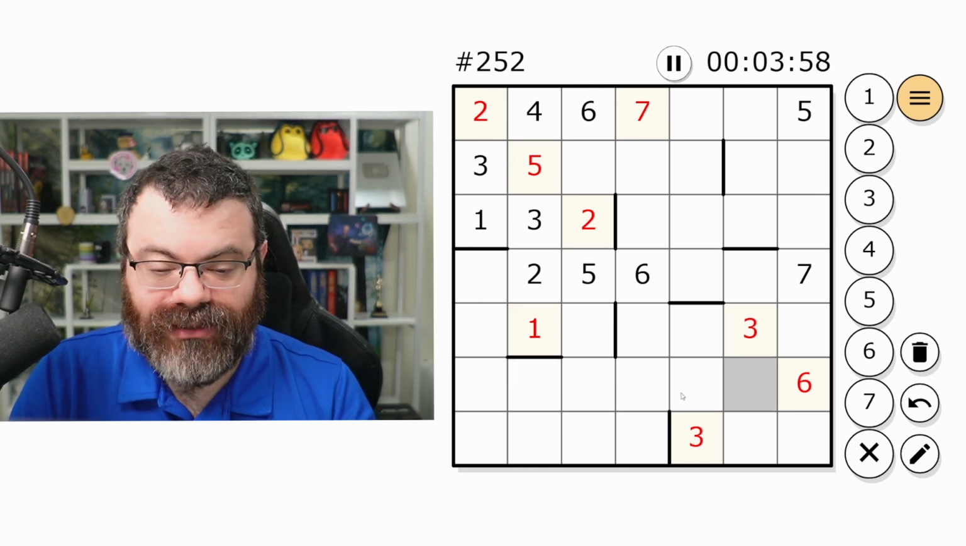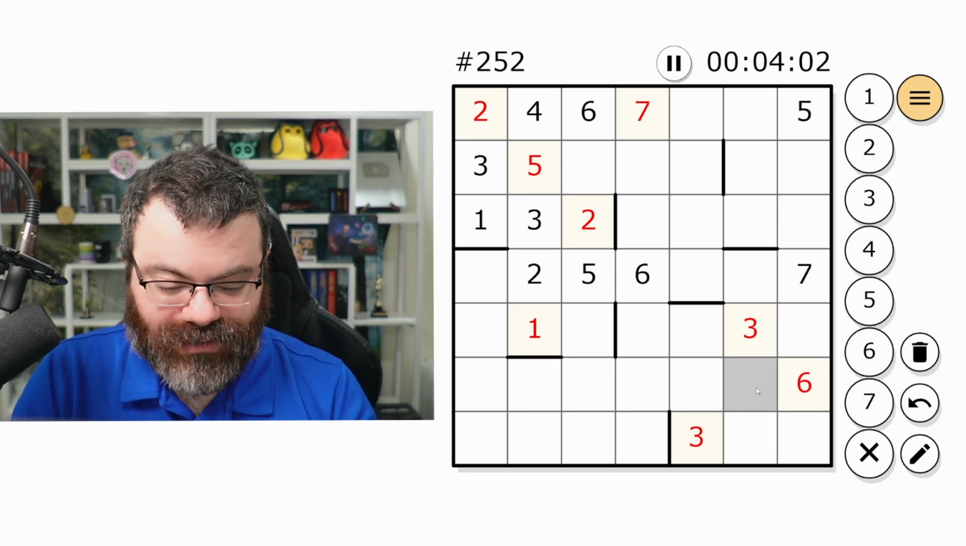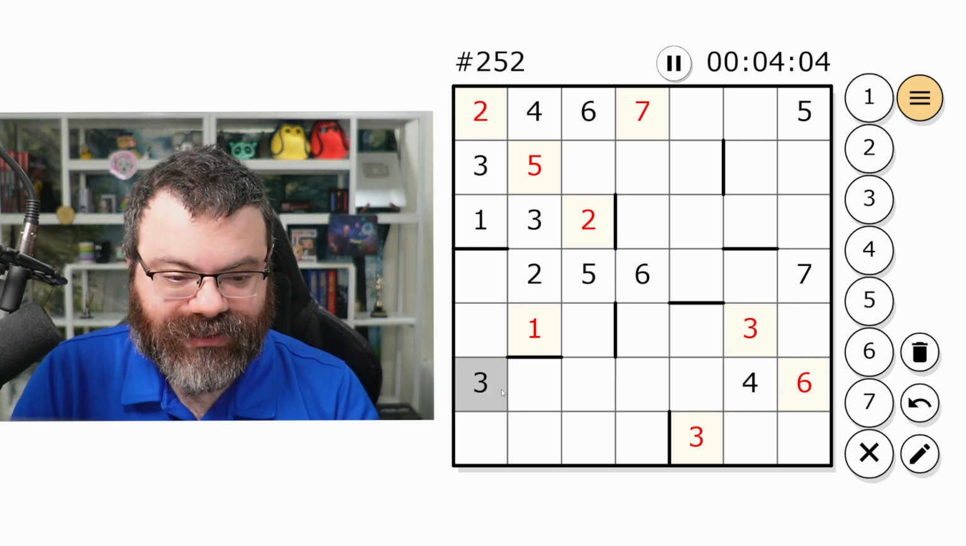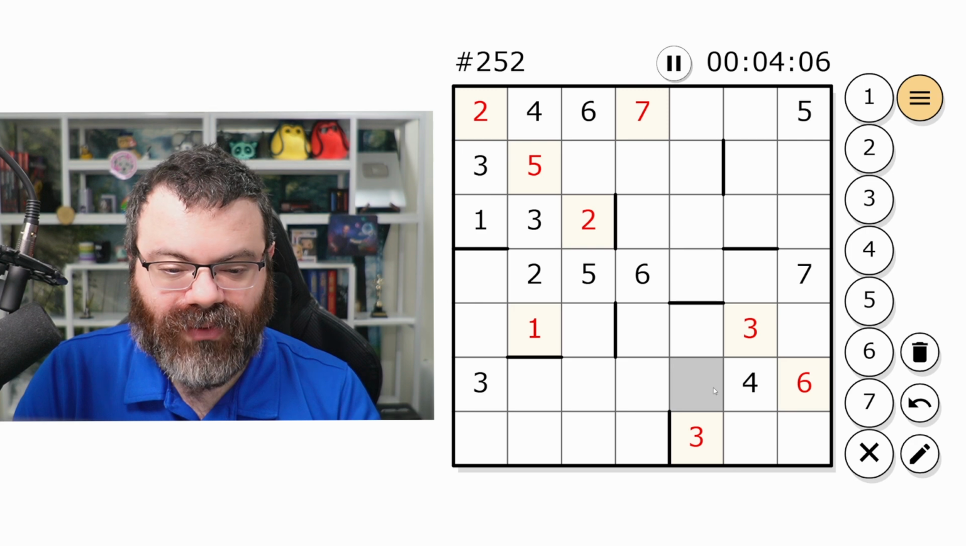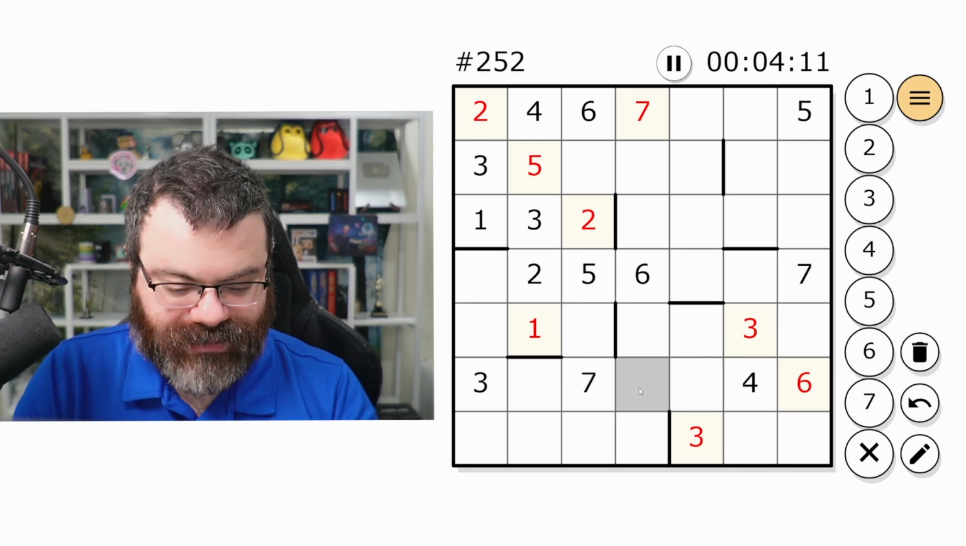1 and 2 are gone in the row, so these are going to use up the 3 and the 4. But this one can't be a 3. There's already a 3 in the column. So this is our 4, and this is our 3. These are going to be 1, 2 in some order, and we're left with 5, 7, because the 6 is gone. This 5 tells us that's 7, and that's 5.